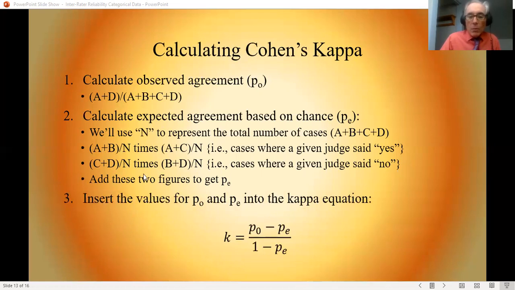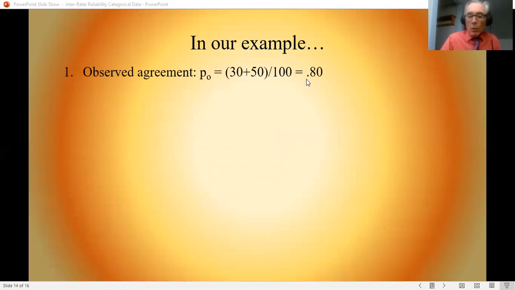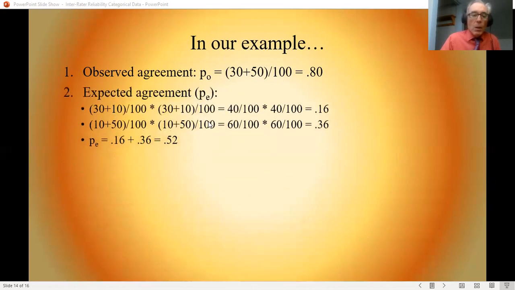But once you have these two figures, you just insert them into the equation. So I'll show you one scenario where it's done. Observed agreement, as we know, was 0.80, right? 30 plus 50 divided by 100 was 0.80.